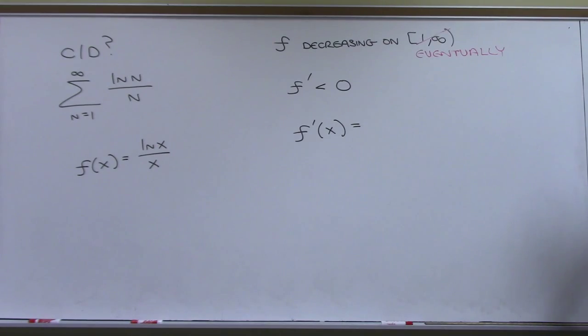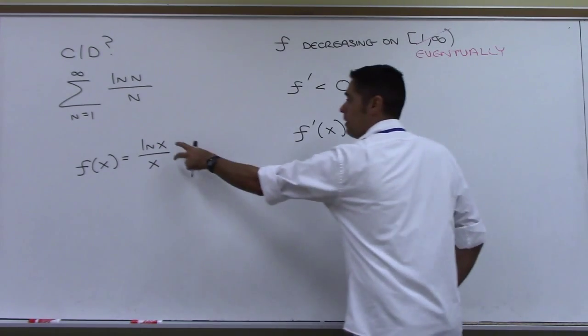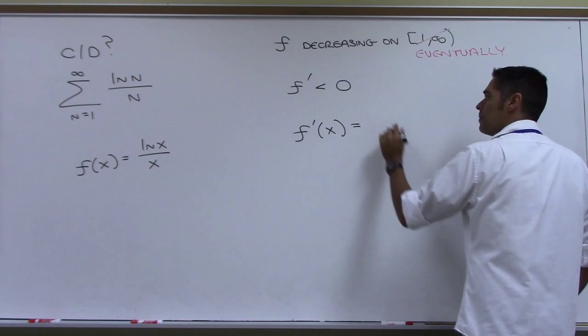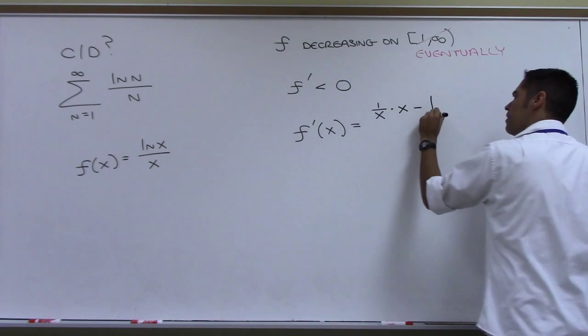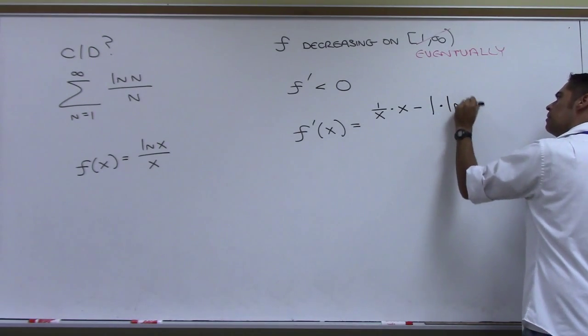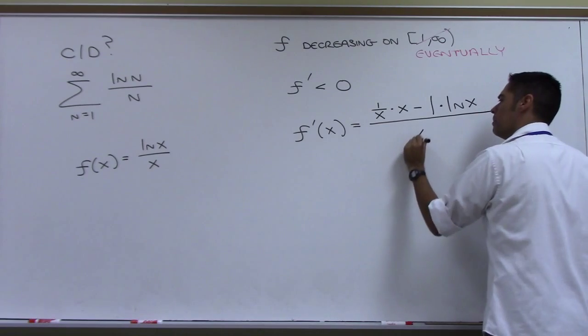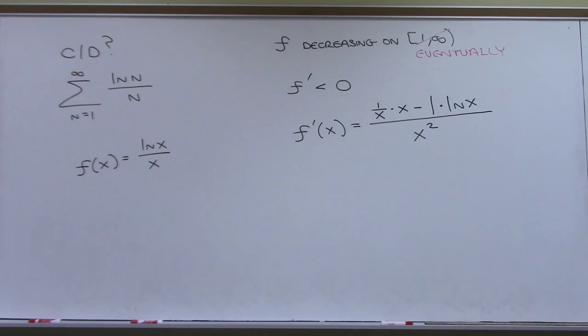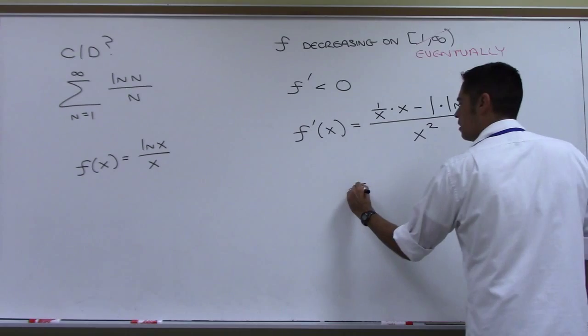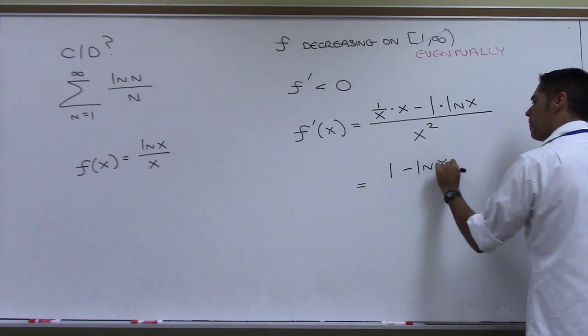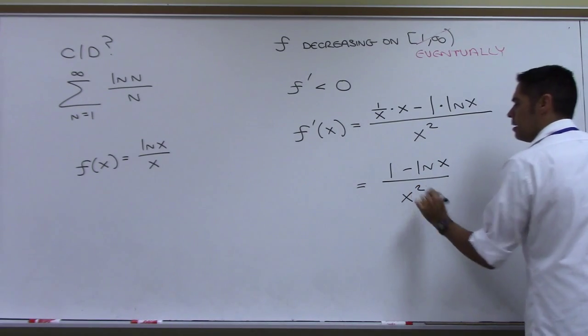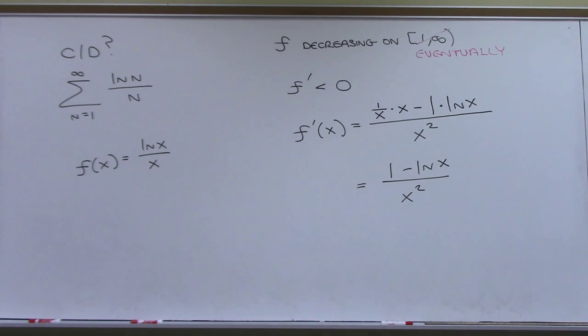All right, so I'm going to take the derivative of the function itself, using the quotient rule: the derivative of the top times the bottom minus the derivative of the bottom times the top, all over the bottom squared. Agreed? And this is equal to, simplifying 1 over x times x is 1, minus natural log x, over x squared. Now I need to convince you that this is negative. Eventually.